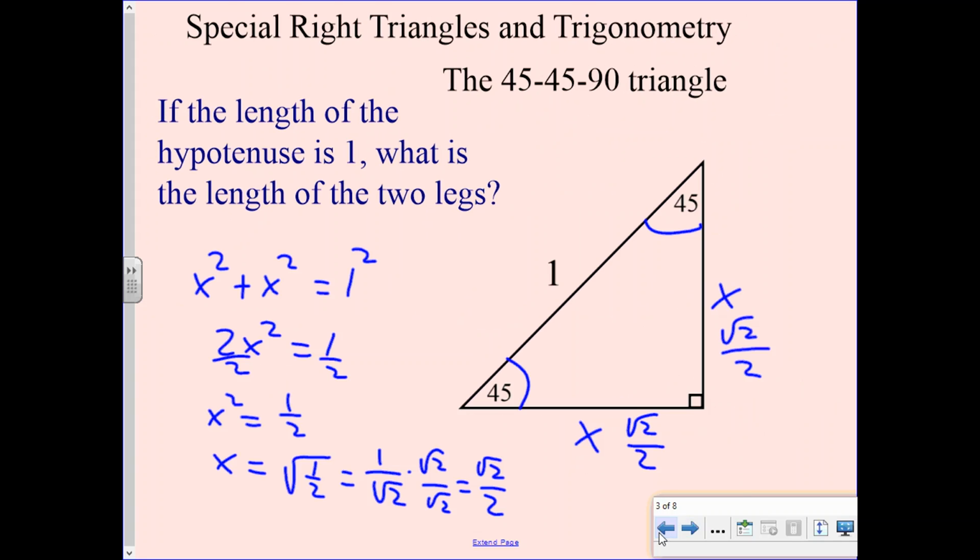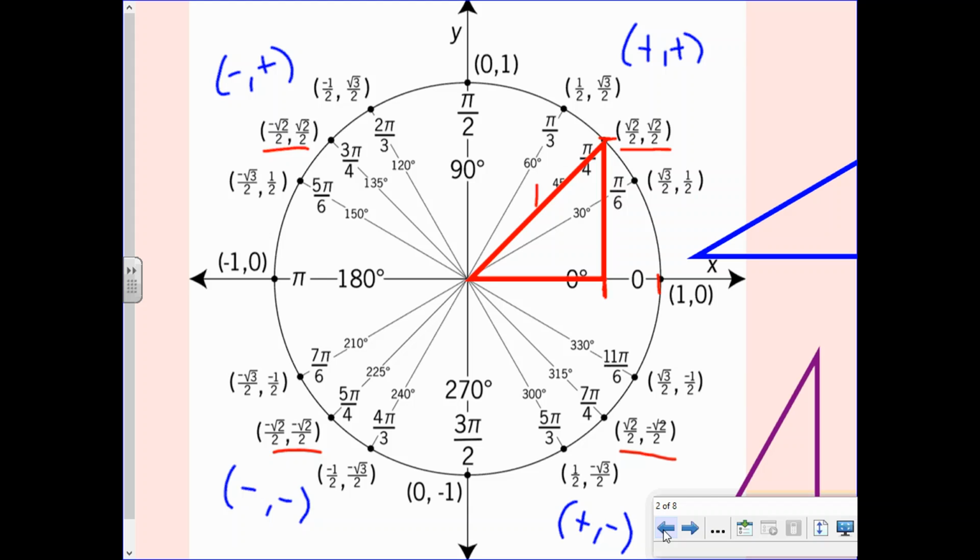So that's where the 45-45 triangle comes from, a little more straightforward. And again, as we go across in the different quadrants, it changes signs on us.